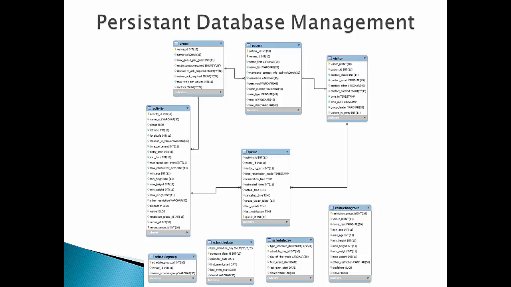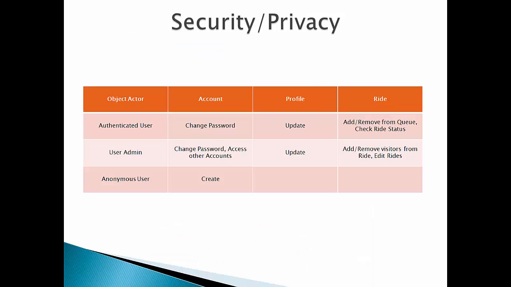And this is the persistent database management that we are using for VirtualCube 2.0, which contains the patron, visitors, the queue, the venue, which is the theme park itself, and the activities, which are the actual rides, but they don't have to be a ride, they could be a show as well. And for security and privacy, authenticated users or visitors could change password, update their profile, add and remove themselves from the queue, and check the ride status.